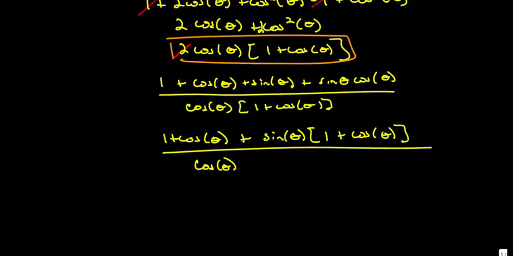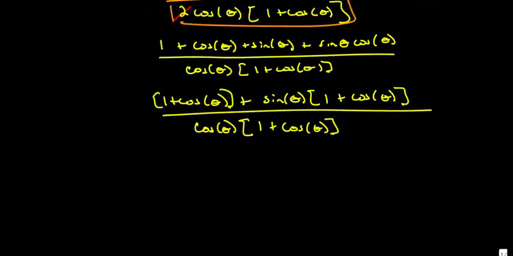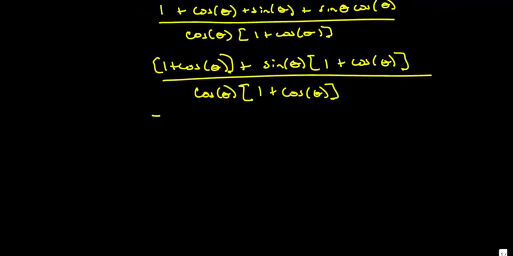Okay, if you're still with me, congratulations. You deserve a prize or a medal or something. And if right now you've found an easier way to do this, great, good for you. So what I'm going to do is on the top, I'm going to factor out a 1 plus cosine theta. So here's what it's going to look like: 1 plus cosine theta times 1 plus sine theta.